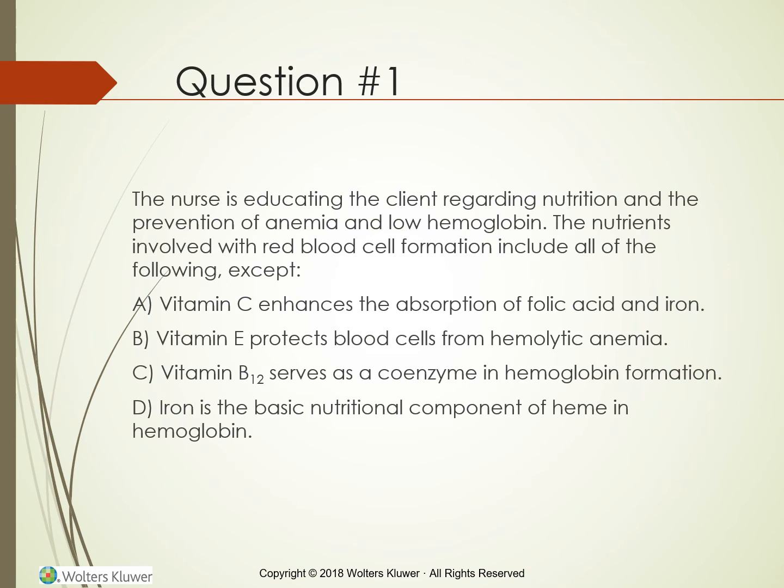Question. The nurse is educating the client regarding nutrition and the prevention of anemia and low hemoglobin. The nutrients involved with red blood cell formation include all of the following except. A, vitamin C enhances the absorption of folic acid and iron. B, vitamin E protects blood cells from hemolytic anemia. C, vitamin B12 serves as a coenzyme in hemoglobin formation. And D, iron is the basic nutritional component of heme and hemoglobin.